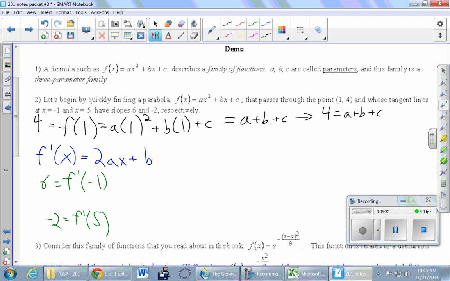But f prime of -1 we can find by plugging -1 into our blue formula. That's the f prime formula. So this becomes 2a times -1 plus the b. Just change the x to -1. And so this gives us a new equation that says 6 is equal to -2a plus b.